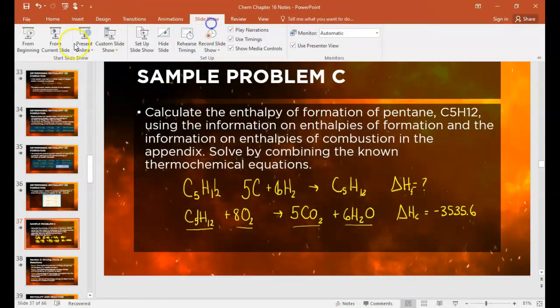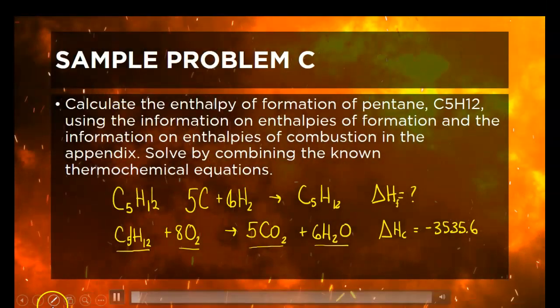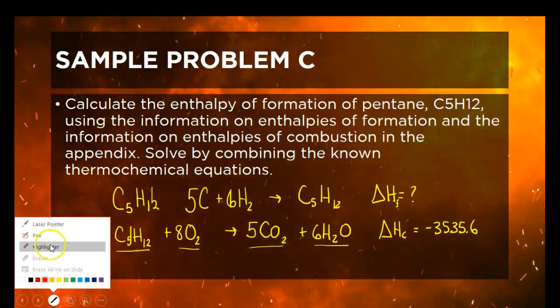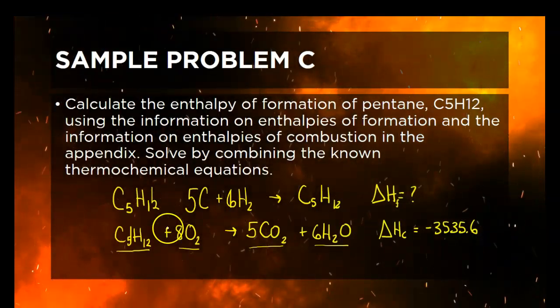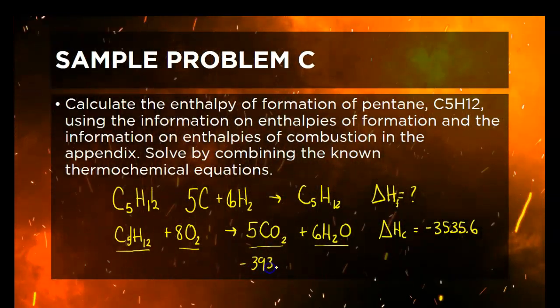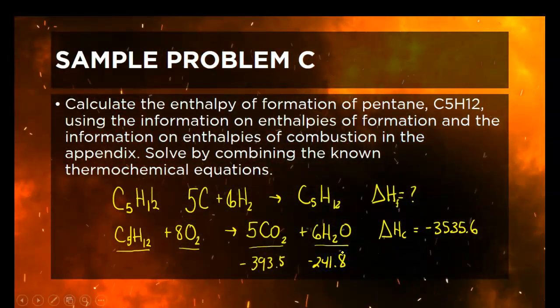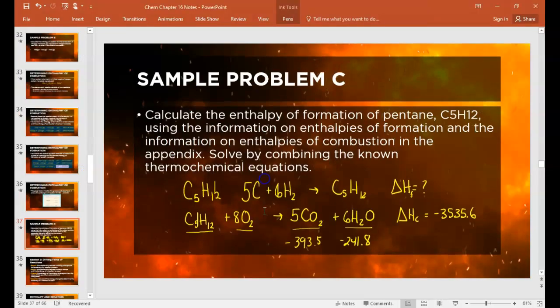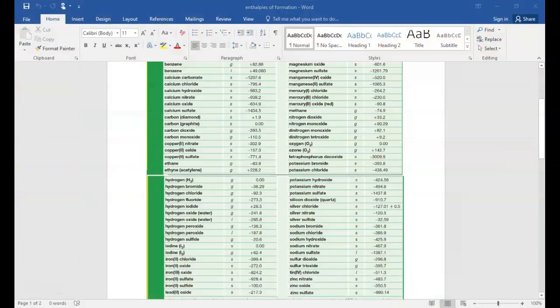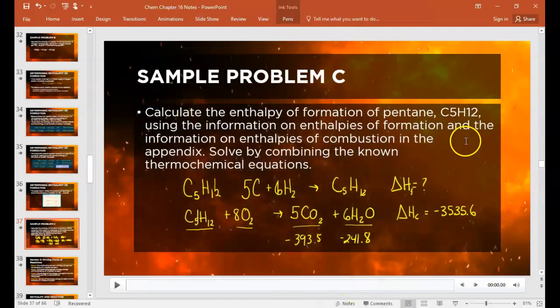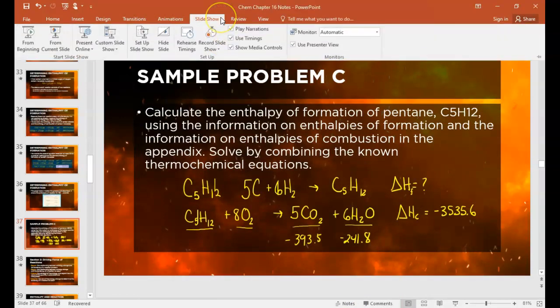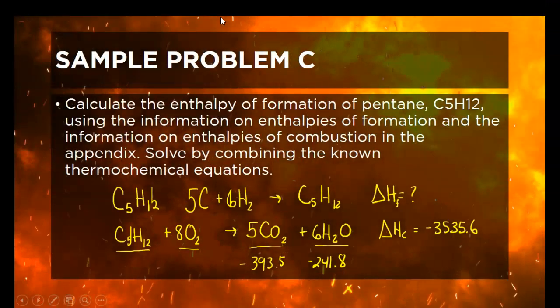So let me write that before I forget it. I think I already forgot it. I know carbon dioxide was negative 393.5, and I think water was negative 241.8. Just want to verify that. Yes, 241.8. Okay, so those are my delta H formations of those two compounds. So I need to write an equation of formation for both of those.